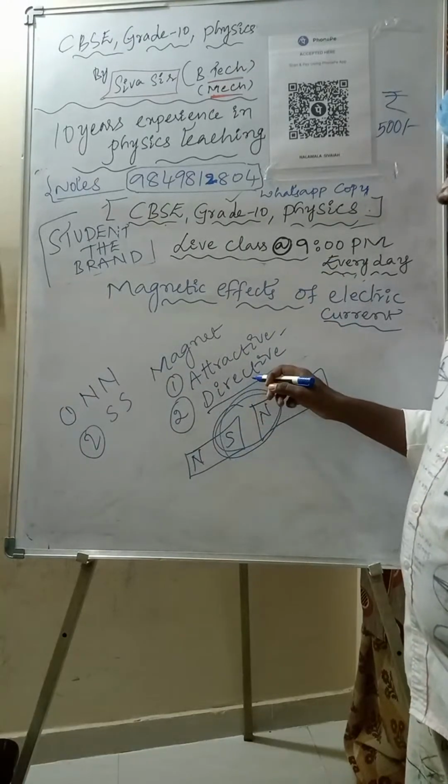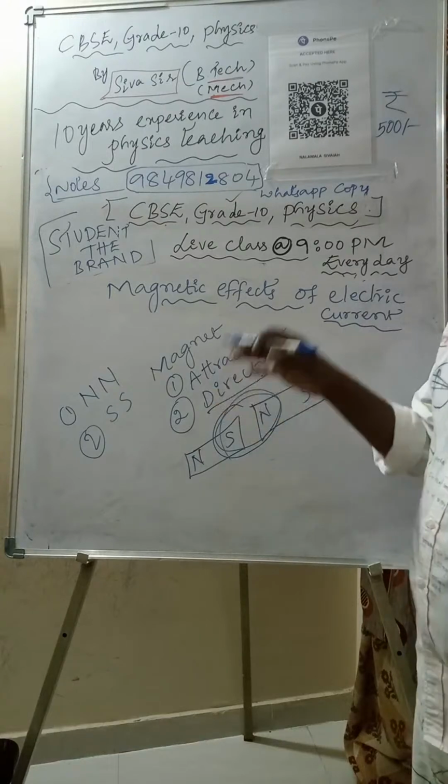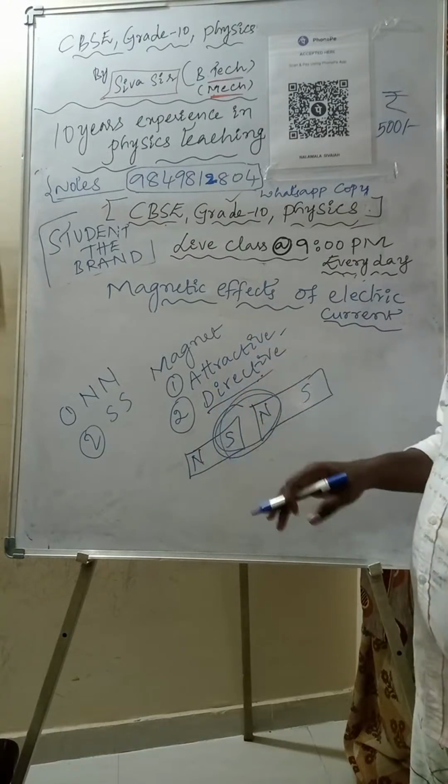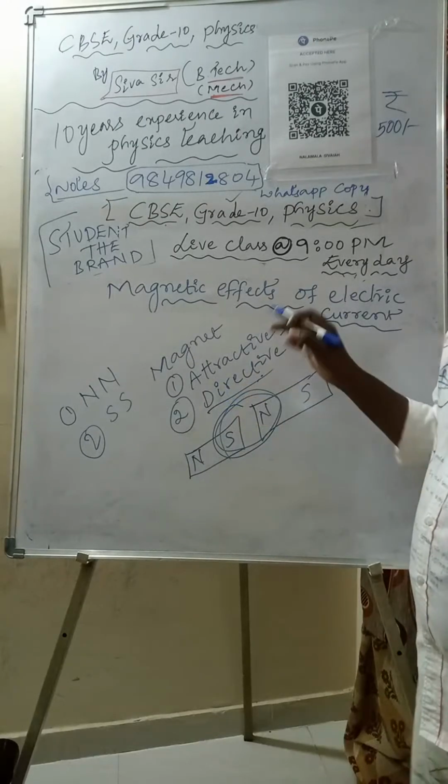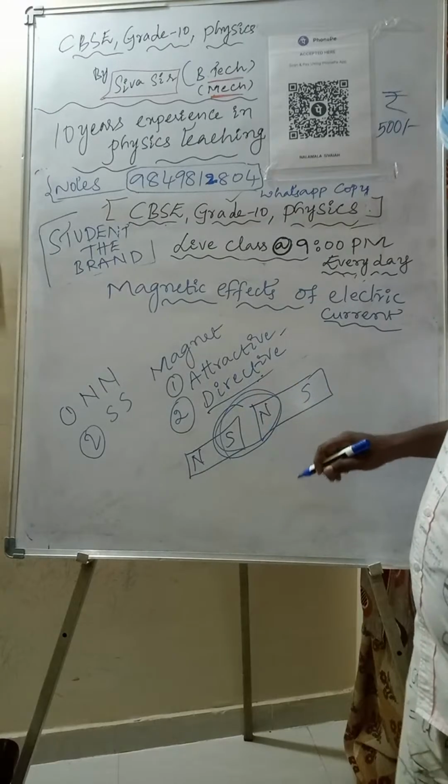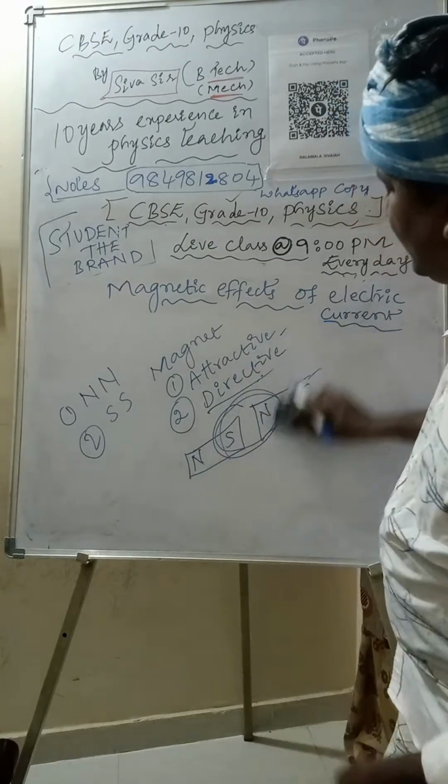And coming to the directive property, if you suspend the magnet freely, it always shows the north and south direction.